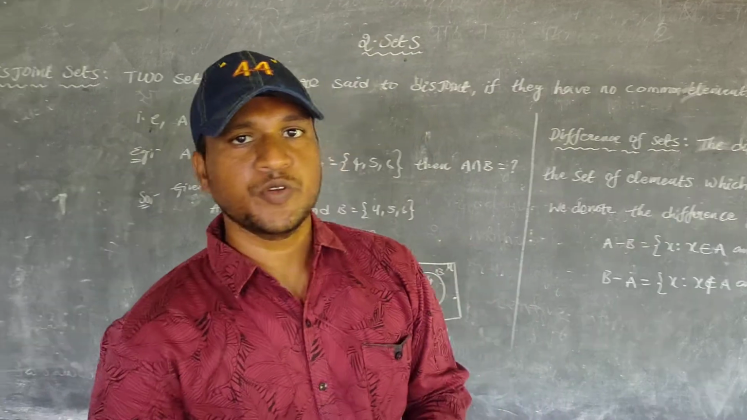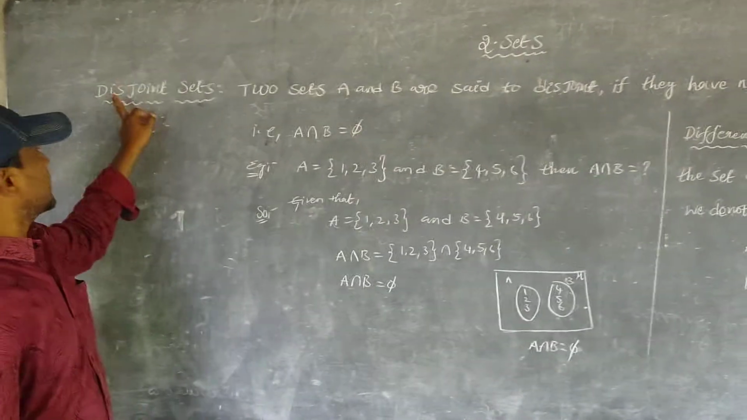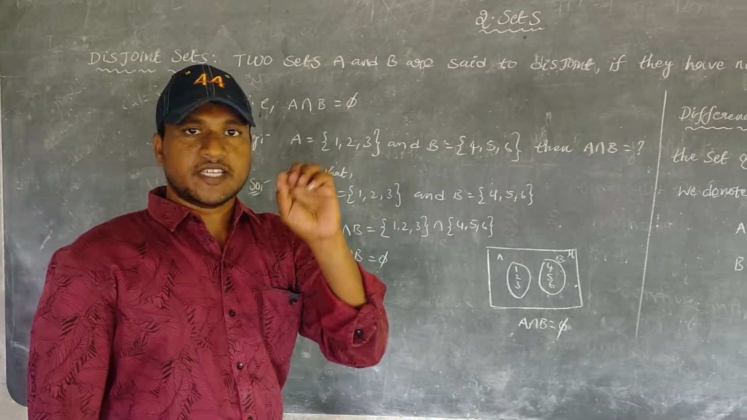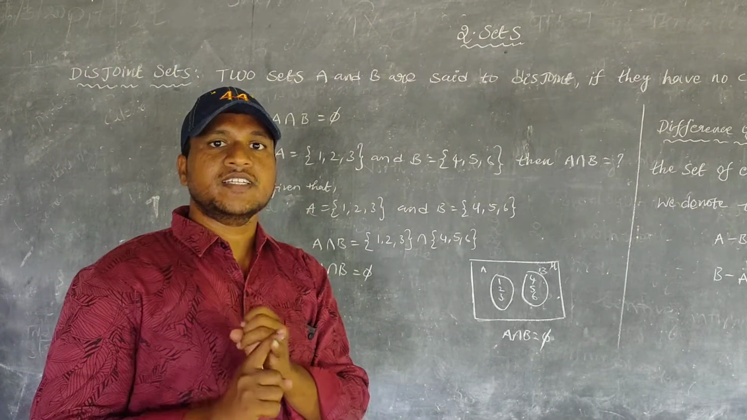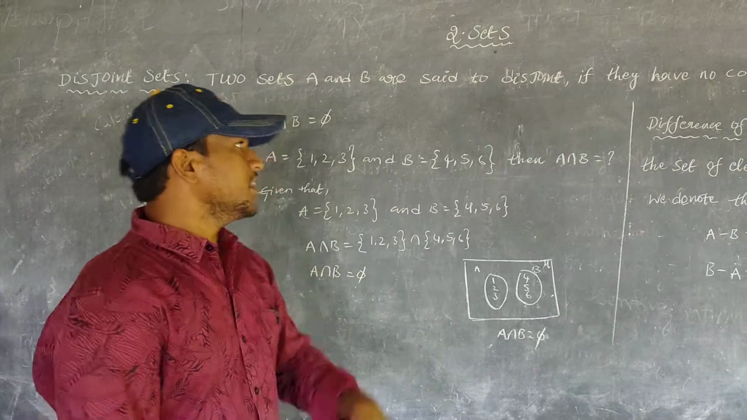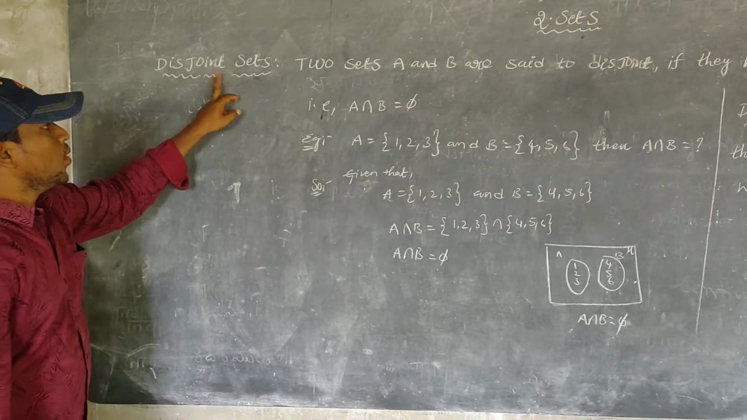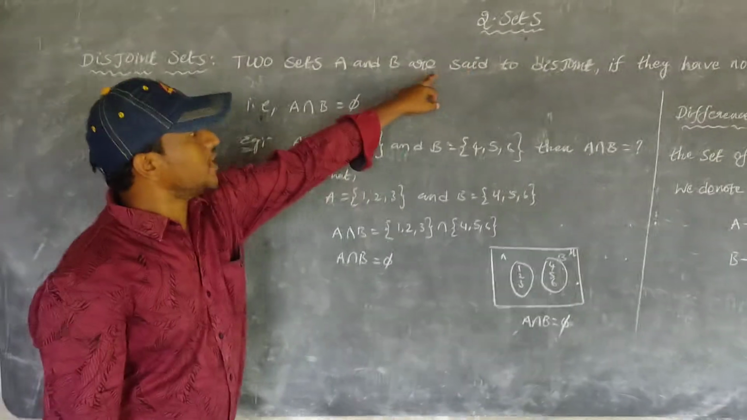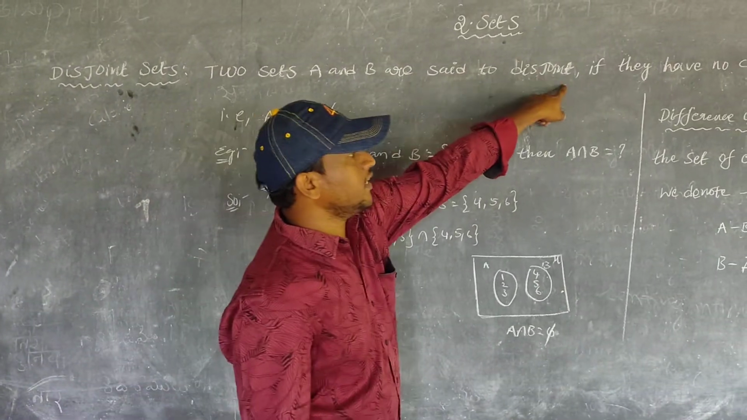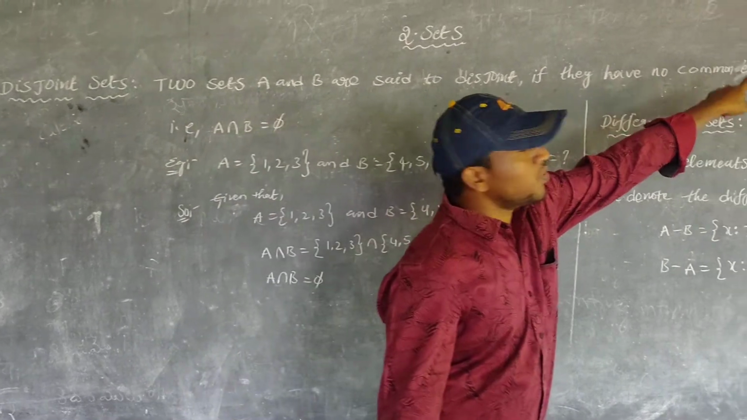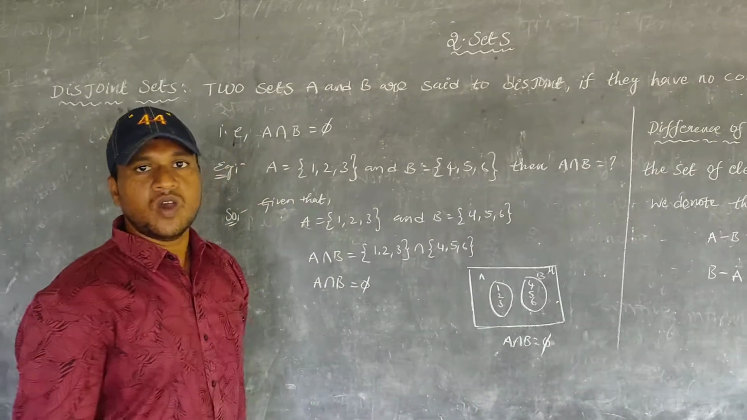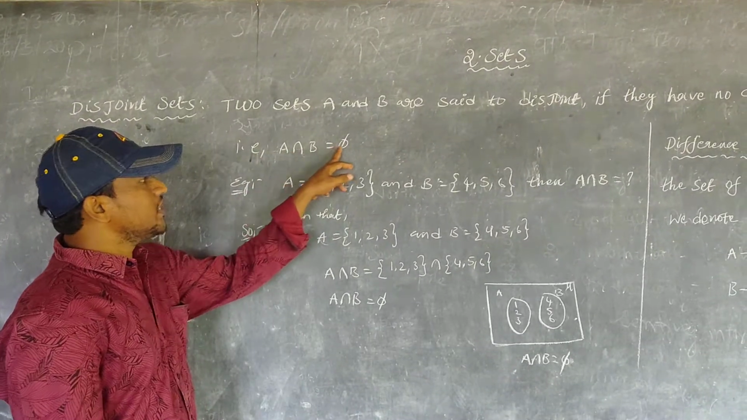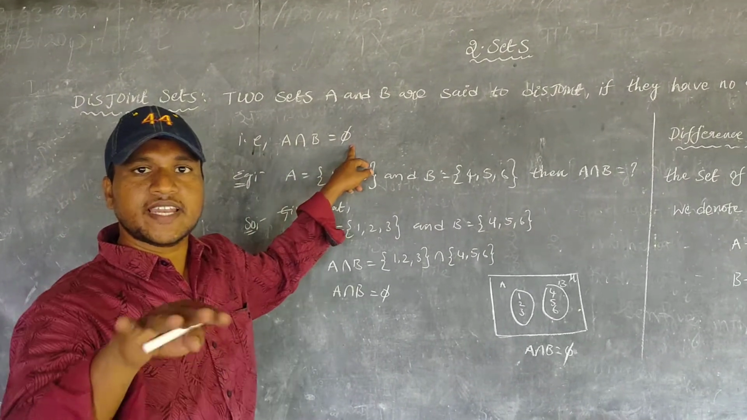Next we continue with the topic of disjoint sets, one of the basic operations on sets. First is union, second is intersection, and next is disjoint sets. What are disjoint sets? Two sets A and B are said to be disjoint if they have no common elements. That is, A intersection B is equal to phi, where phi means the null set.